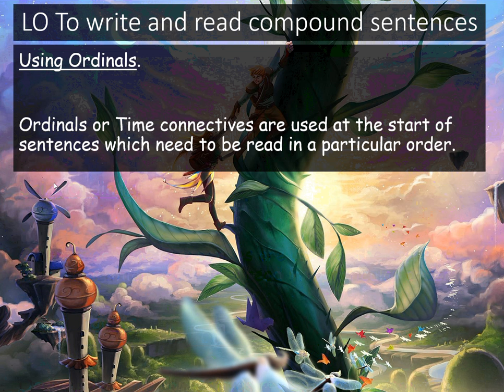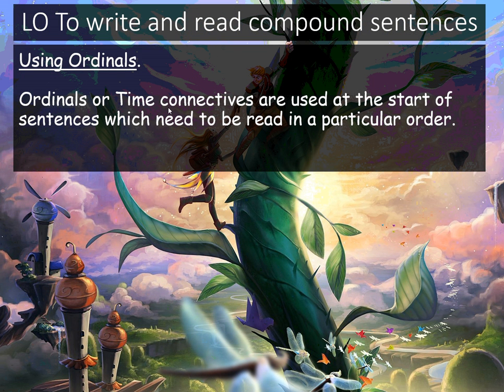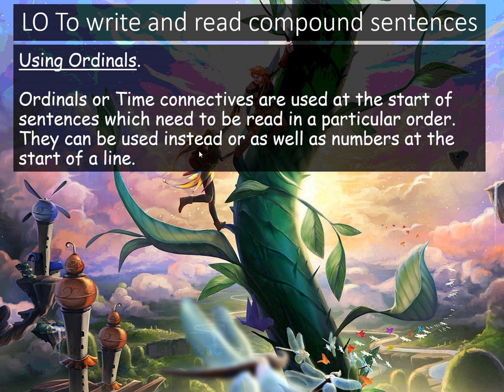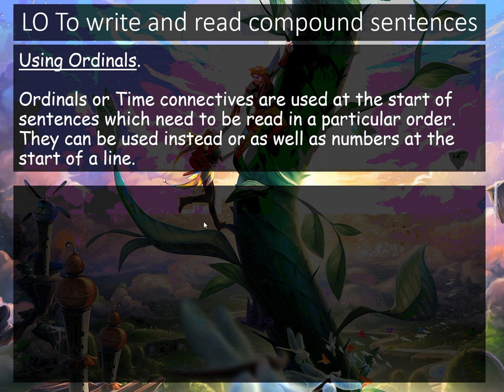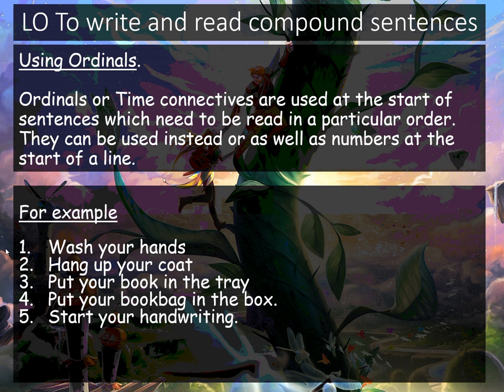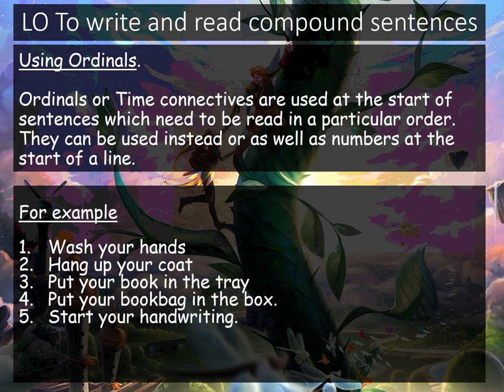Now, ordinals are a type of junction or connectives that are used to start sentences which need to be read in a particular order. Up until now, we've been using numbers instead of ordinals. They can be used instead of, or as well as, numbers at the start of each line. So, here we go. Here's a set of instructions which uses numbers. This will be a description of what you do when you are coming into class.